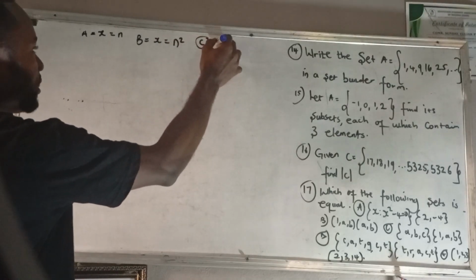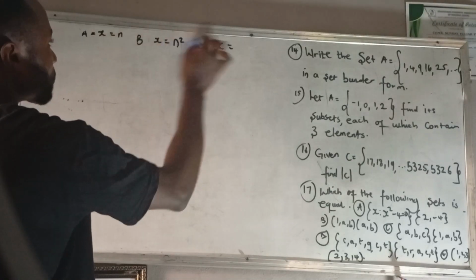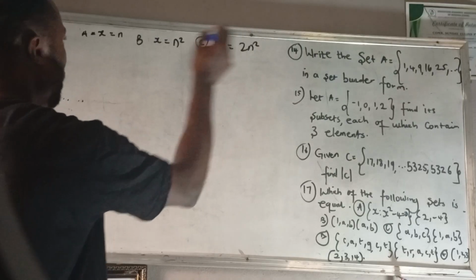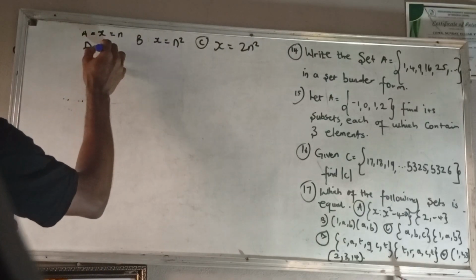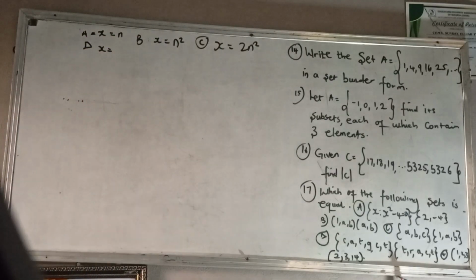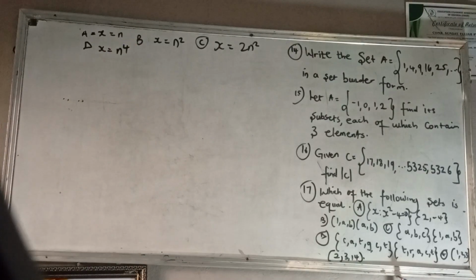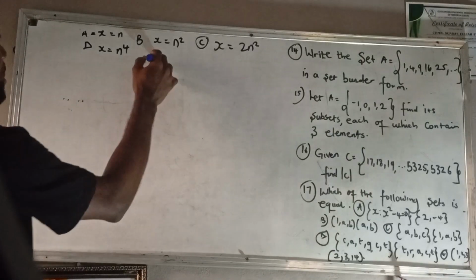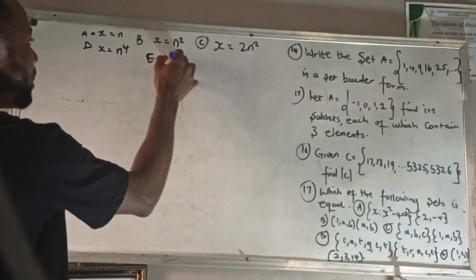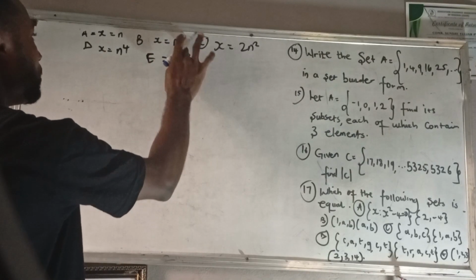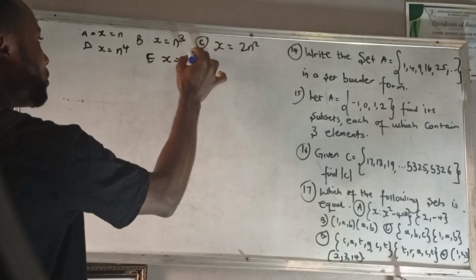C is given to be x equals 2n squared. Then D is given to be x equals n raised to power 4. Then the last one, E, is x equals n cubed. Sorry, this one is cube and this one is square.